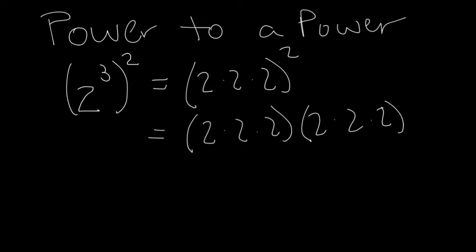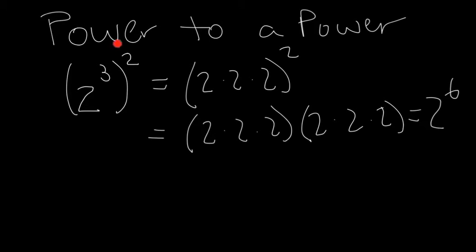Well, that has a total of 1, 2, 3, 4, 5, 6 2's being multiplied. So this is all the same as saying 2 to the 6th power. Well, how would I get that 6, that same 6, from this 2 and the 3? Well, here's 3, here's 3. I multiply it by 2, and I'm going to get that 6.